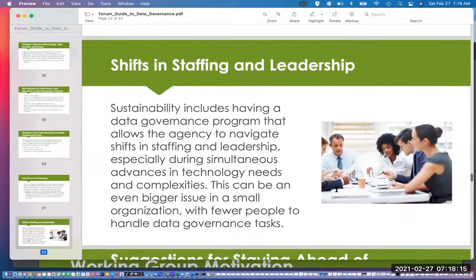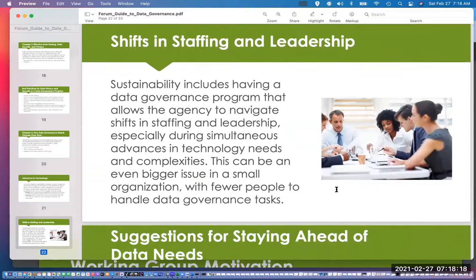Shifts in staffing and leadership. Sustainability includes having a data governance program that allows the agency to navigate shifts in staffing and leadership, especially during simultaneous advances in technology needs and complexities. This can be an even bigger issue in a small organization, with fewer people to handle data governance tasks.